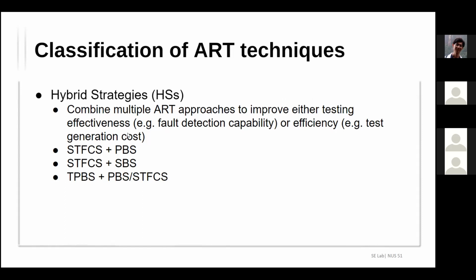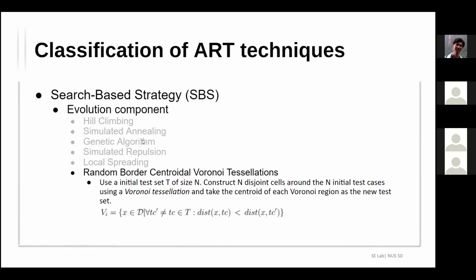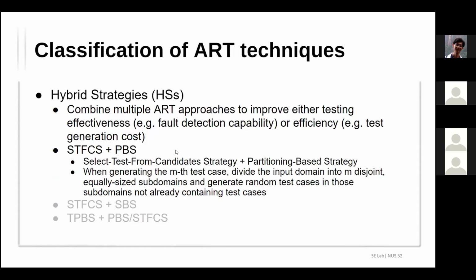So finally, we arrive at a hybrid strategy. This is a way of combining multiple approaches to improve either the testing effectiveness, whether it can detect faults, or the efficiency, the test case generation cost, for example the time it takes to generate the first failure. Okay, so we can pass this one. This one is a combination, just different ways of improving at certain points.